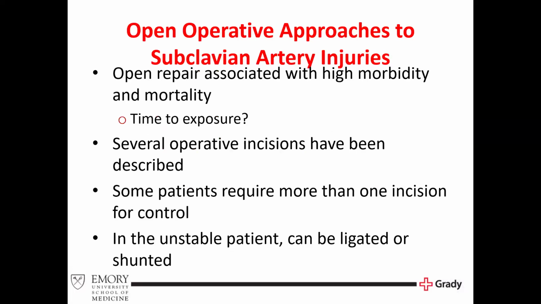For open approaches to subclavian artery injuries, open repair is frequently associated with higher morbidity and mortality, because the subclavian artery is difficult to expose quickly and takes longer to expose because of how deep it is. Several operative incisions have been described, from a median sternotomy to a limited sternotomy to a thoracotomy, a supra or infraclavicular incision, or trapdoors. Some patients require more than one incision for both distal and proximal control. And in the unstable patient, sometimes the artery needs to be shunted so that we can further stabilize them and bring them back.